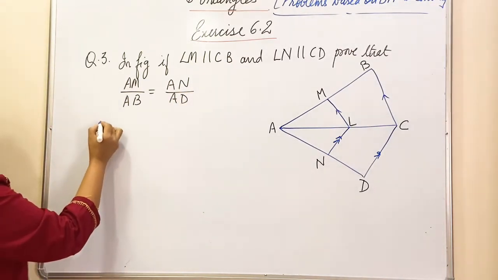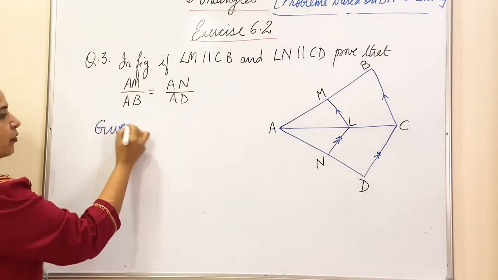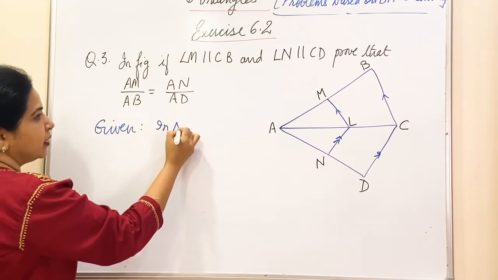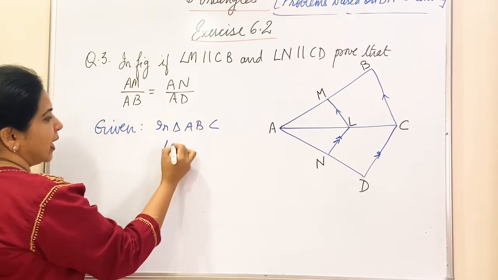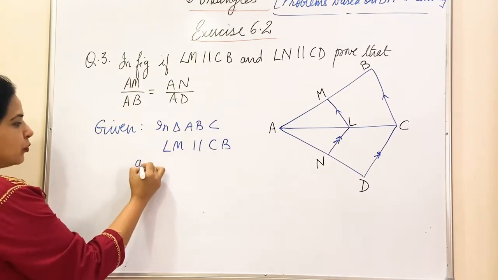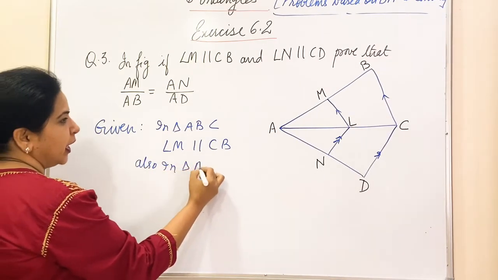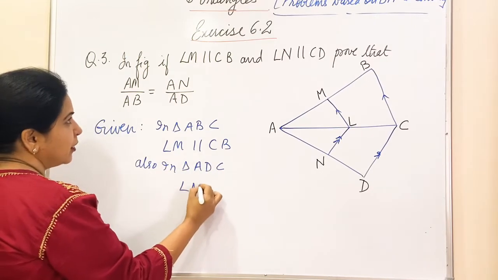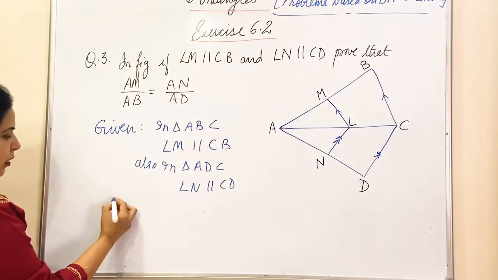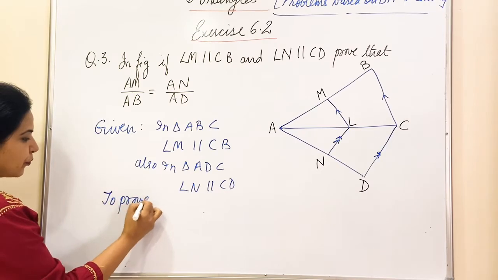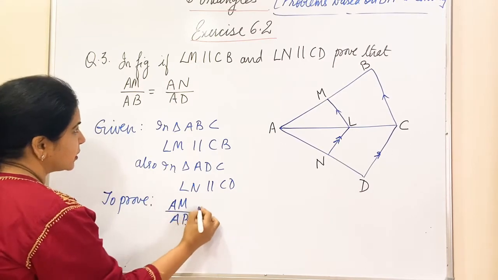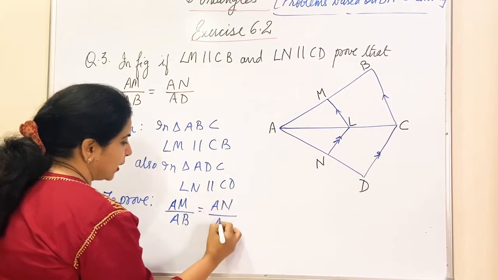First of all, in this type of problem, we have to write given and to prove. So first of all, given. Given in triangle ABC, LM is parallel to CD. Also, in triangle ADC, LN is parallel to CD. This you have to write through the problem and figure. Then you have to write to prove. It is given to prove AM by AB is equal to AN by AD.